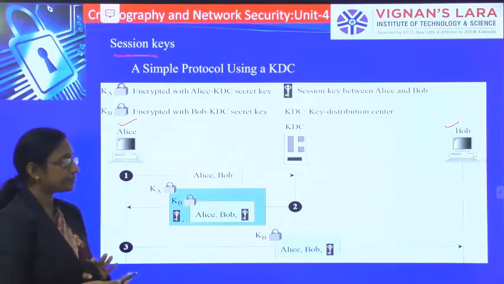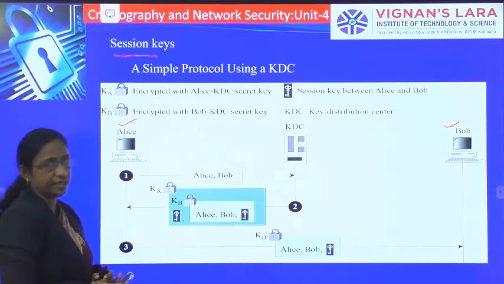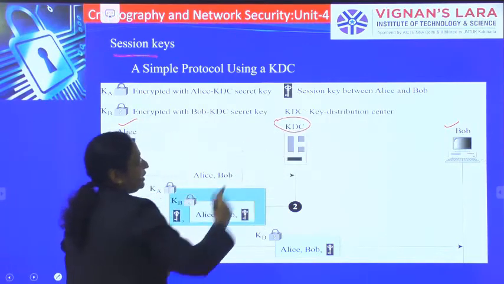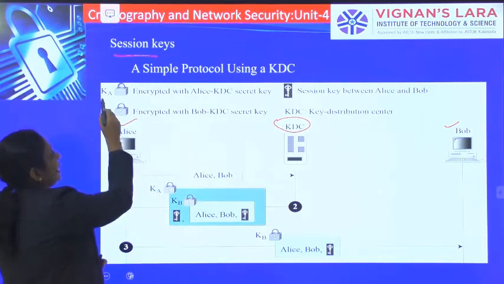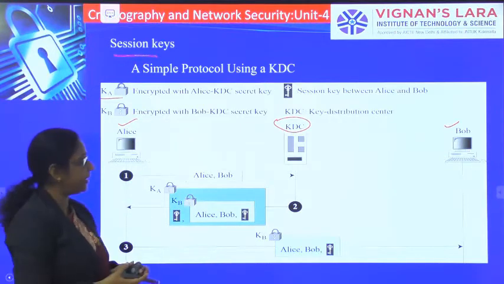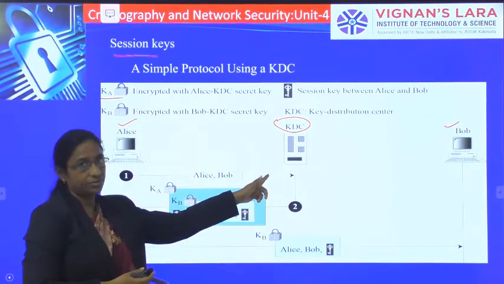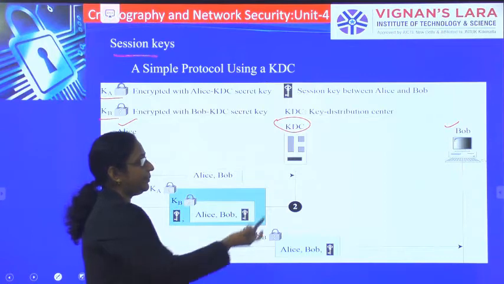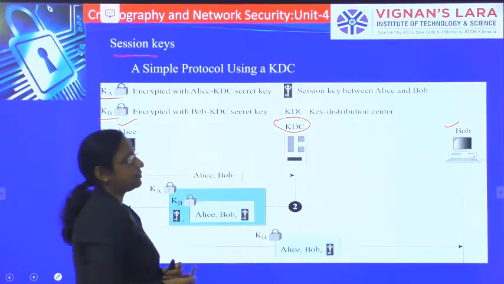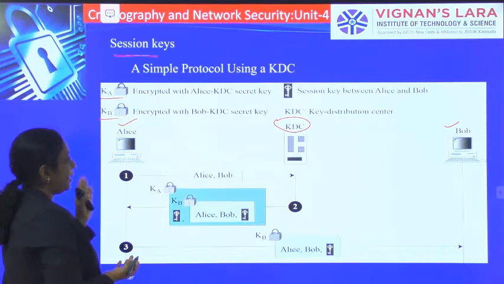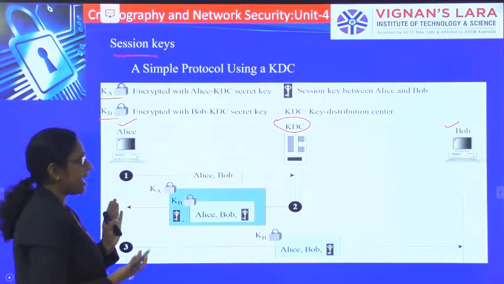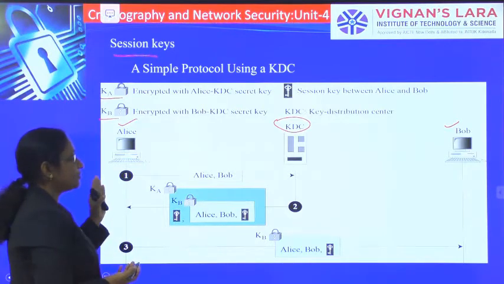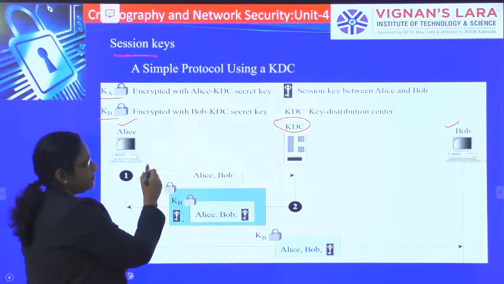Using that session key, Alice and Bob can communicate. In this scenario, we have already said that the KDC generates a secret key for each member. So we have KA, which is a secret key between Alice and the KDC, and similarly another secret key KB, which is a secret key between the KDC and Bob. Since Alice requires a session key for communication, she requests the KDC.